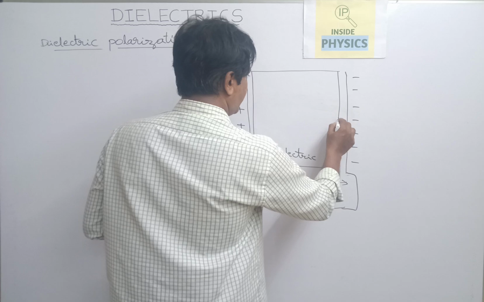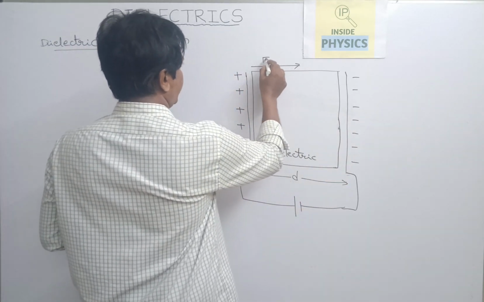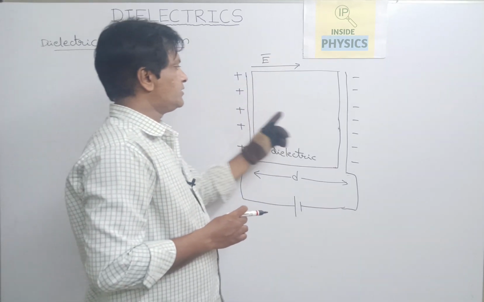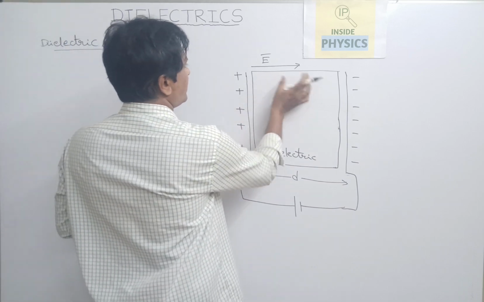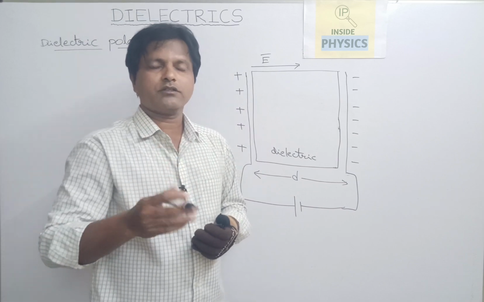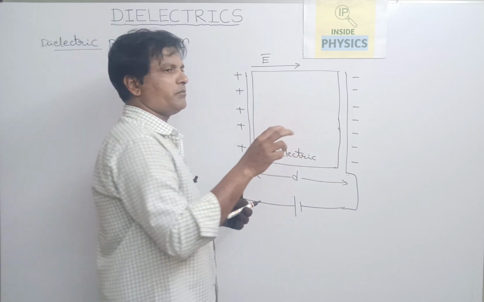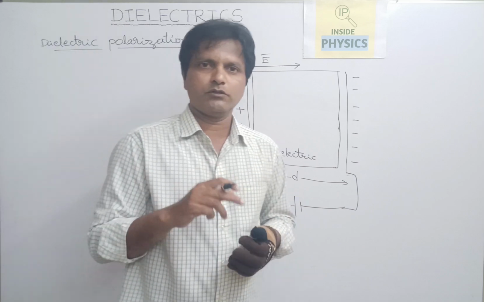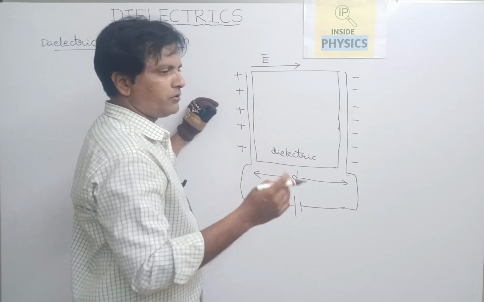Because of the DC power supply from the battery, the electric field is from positive to negative direction. We always know the electric field is from positive to negative direction. There are some atoms or molecules present inside the dielectric material. The free electrons are not available. All the electrons available inside the material are bound electrons, that means not free. The bound electrons are always bound to the nucleus, revolving around the nucleus.